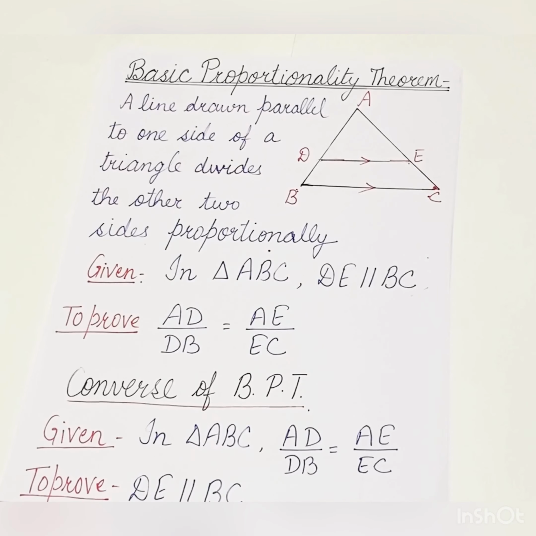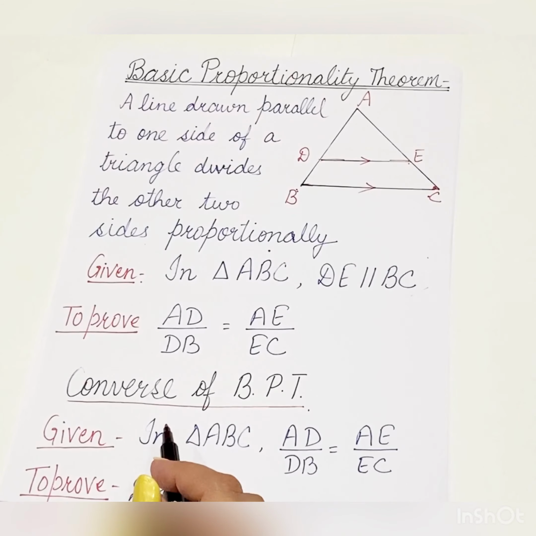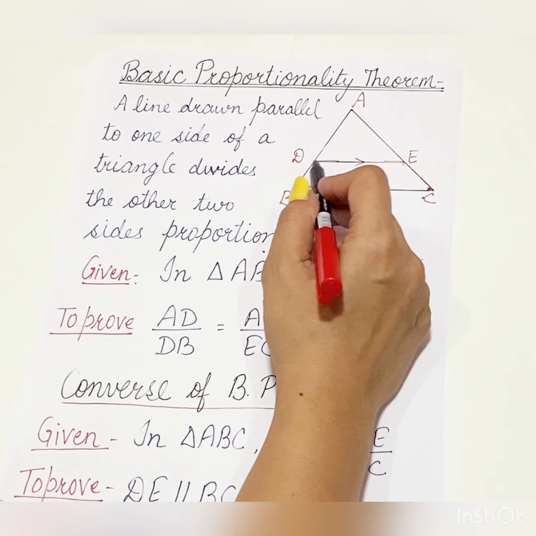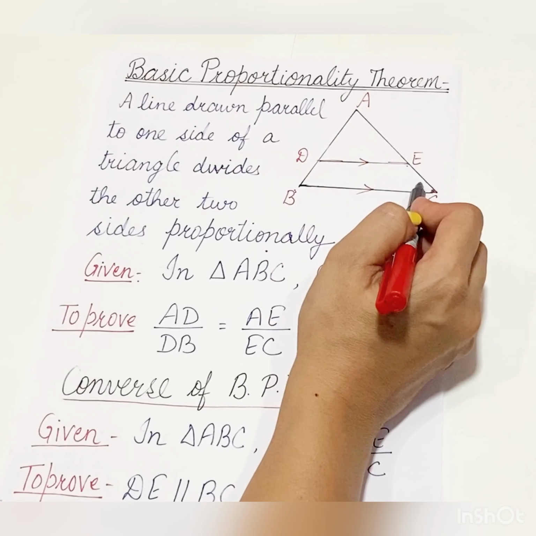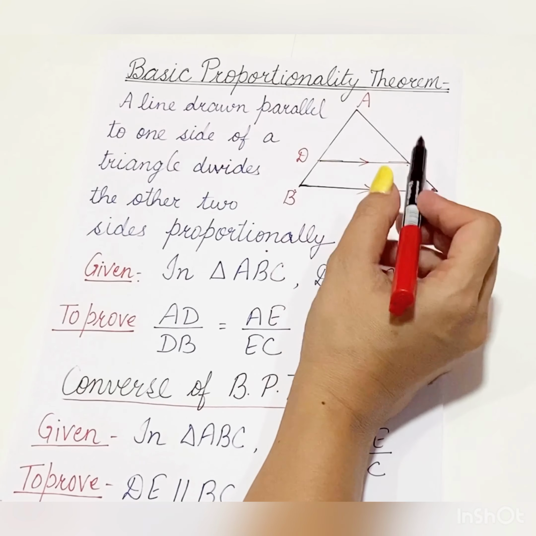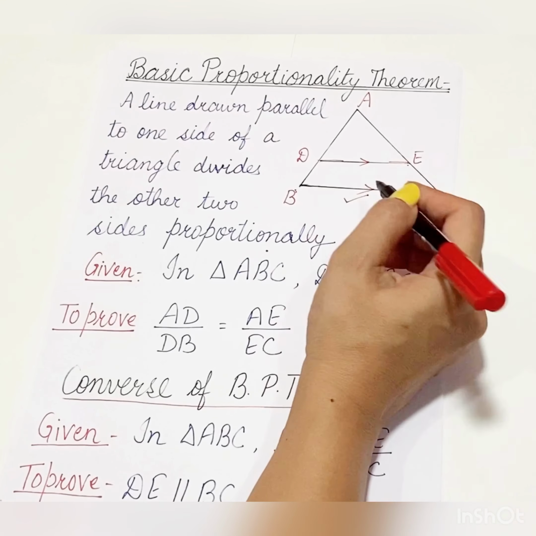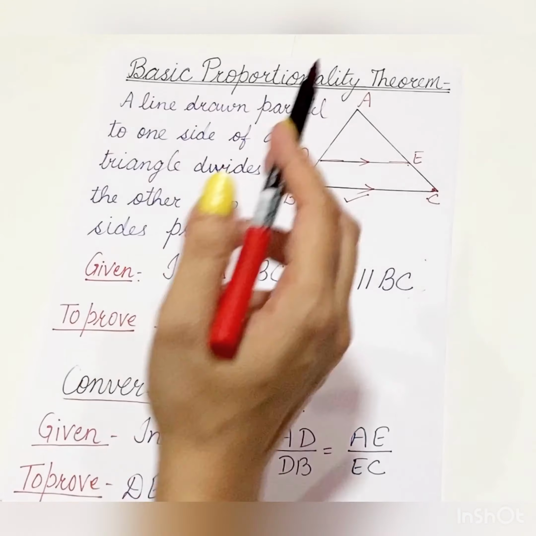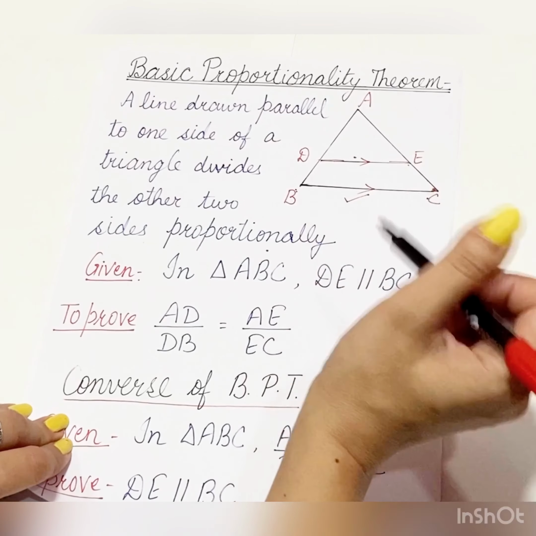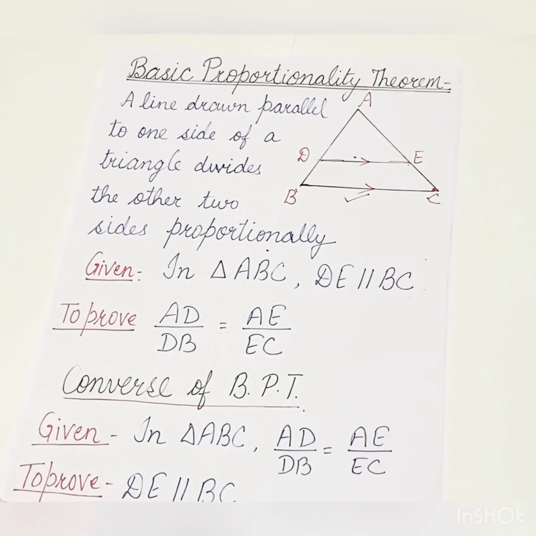And what we have to prove, or what will be the result in the case of the converse? DE is parallel to BC. If we state the converse of the theorem in words, we have: if a line divides any two sides of a triangle proportionally, DE is the line, it is dividing AB and AC proportionally, then this line is parallel to the third side of the triangle. So this is what we have, the basic proportionality theorem.